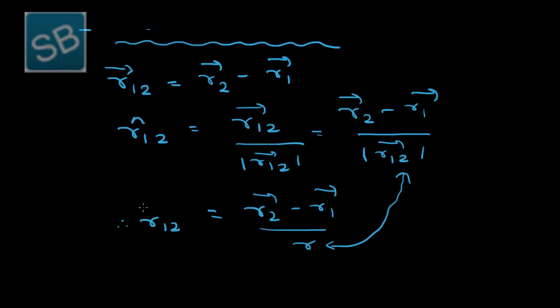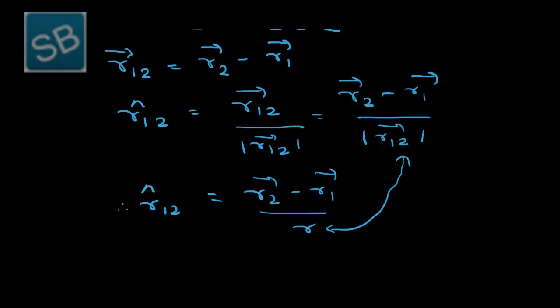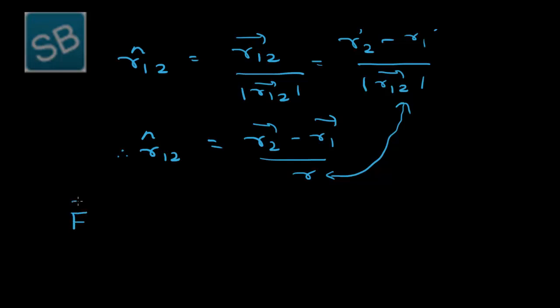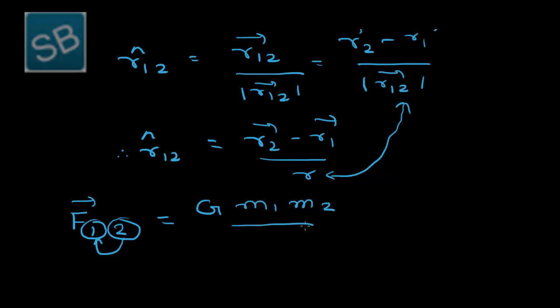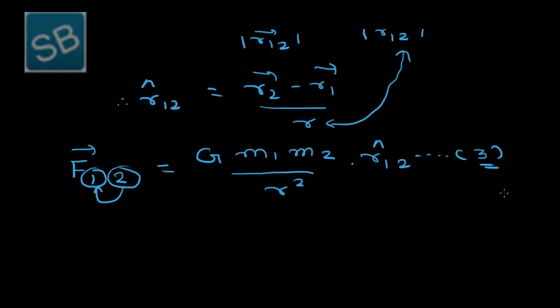Therefore, r12 vector. So it is clear that the force on particle 1 by particle 2, the force exerted on this by the second particle, is equal to G m1 m2 divided by r square into, now since you are putting a vector, it is necessary that you should fix some kind of unit vector also. Then this is your equation number 3.